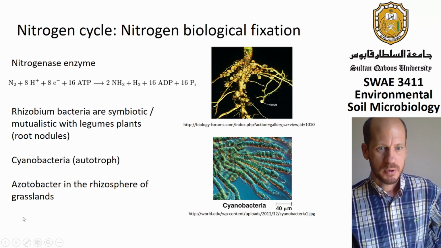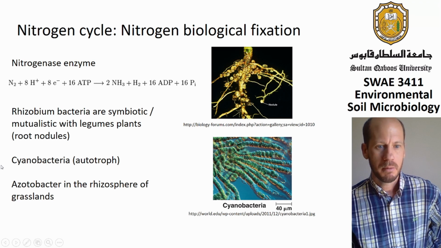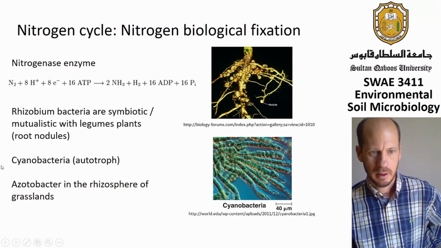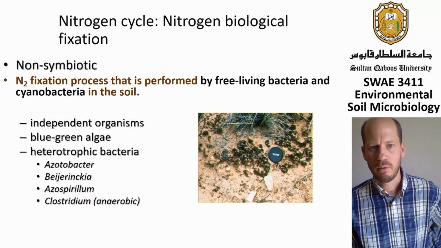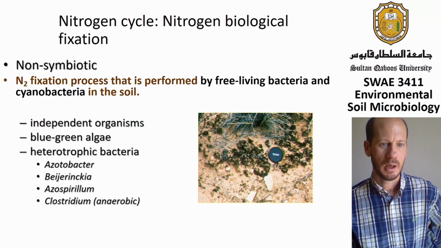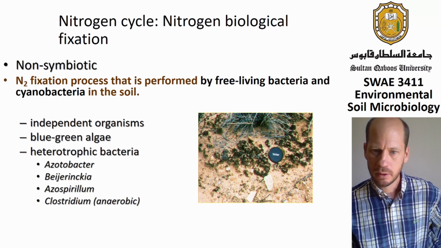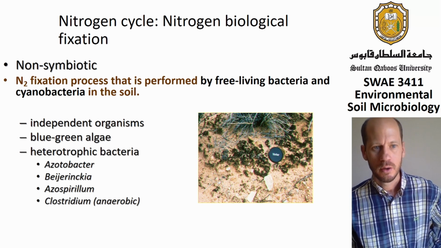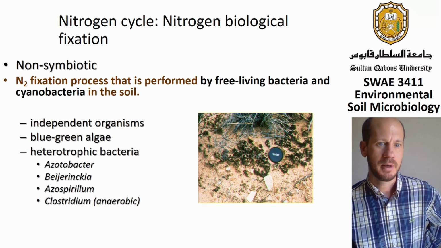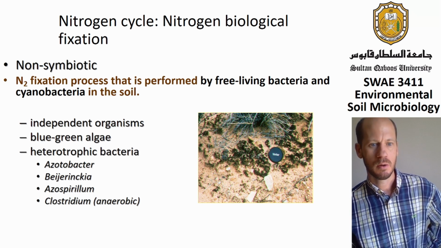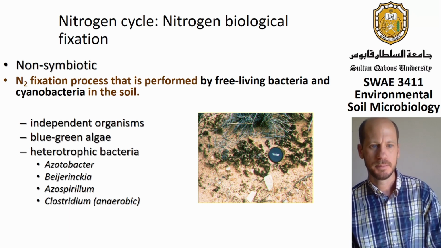There are other types of free-living microbes that can fix atmospheric nitrogen, for example, Azotobacter in the rhizosphere of grasslands. And Azospirillum and Clostridium are also non-symbiotic, free-living bacteria that can fix atmospheric nitrogen in soil environments.